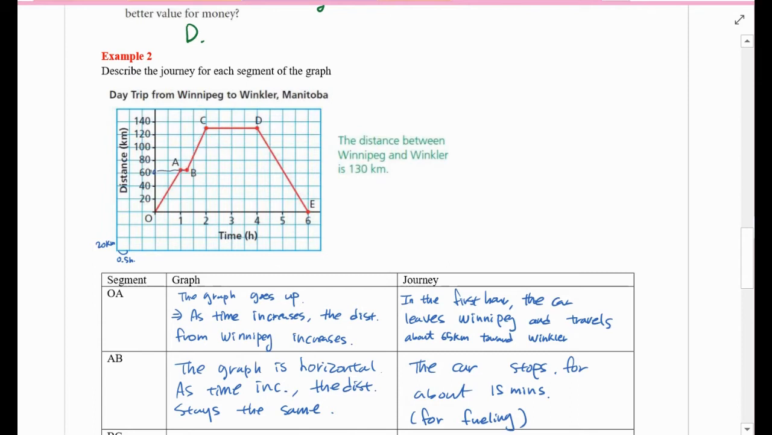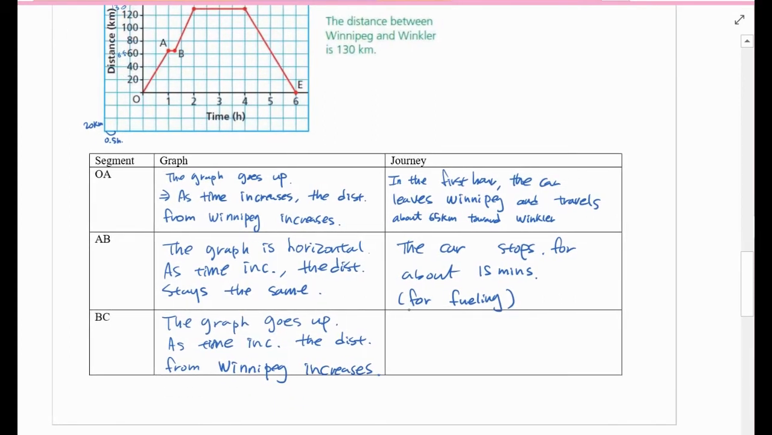For how many kilometers? From here to here. So this is about 130 and this is 65. Then for about another 65 kilometers, the car was moving forward for another 65 kilometers. Okay, so here we say for the next 45 minutes, the car traveled 65 kilometers toward Winkler.